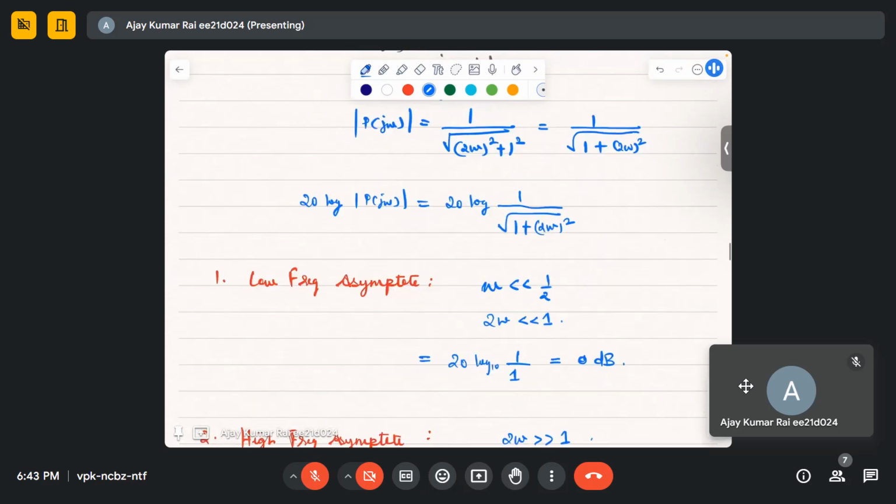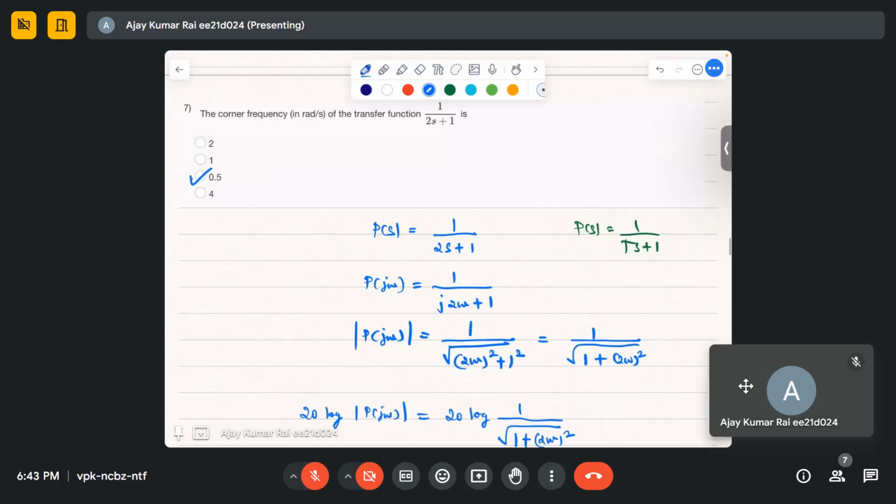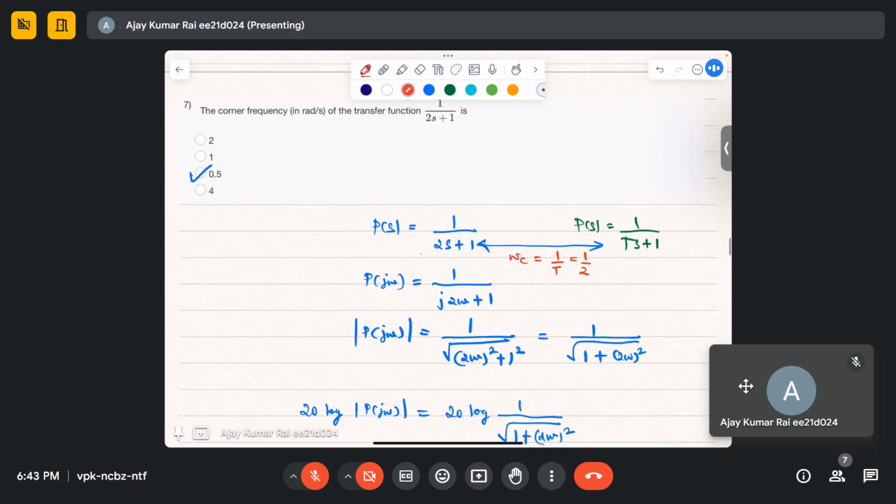And directly also we can find it. How to find it directly? You write it in this form, Ts plus 1, and the corner frequency is equal to 1 by T. In our example T is equal to 1 by 2. Directly you can say the corner frequency is 1 by 2.